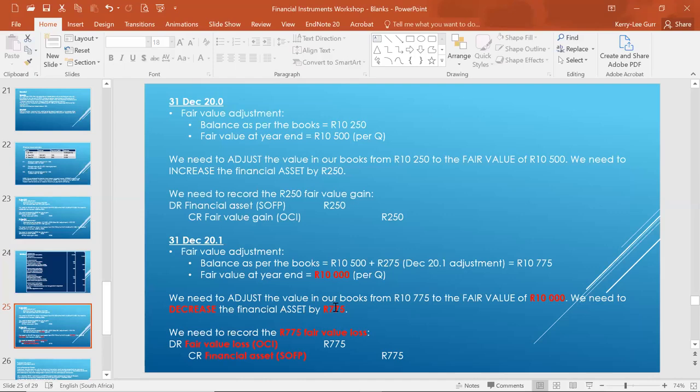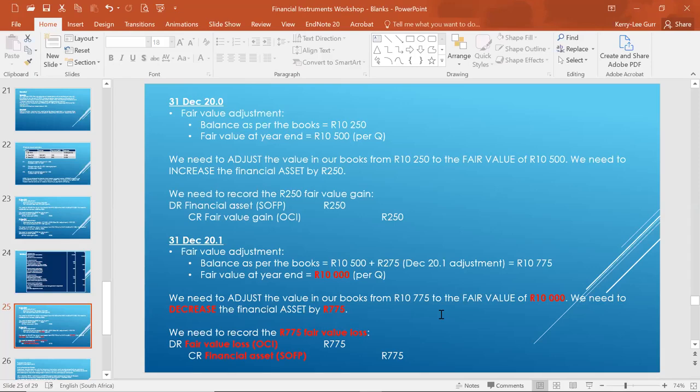How do we decrease our asset? We would credit it with 775 Rand and we would debit fair value loss OCI, 775 Rand. So that was just a little bit of an adaptation to this question to see how things would change if we had a scenario where the fair value at the end of the second year was actually lower, because as you saw in both these questions, you had a scenario where it had increased.